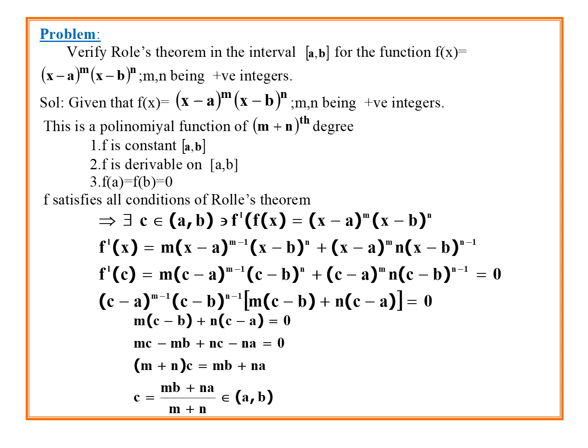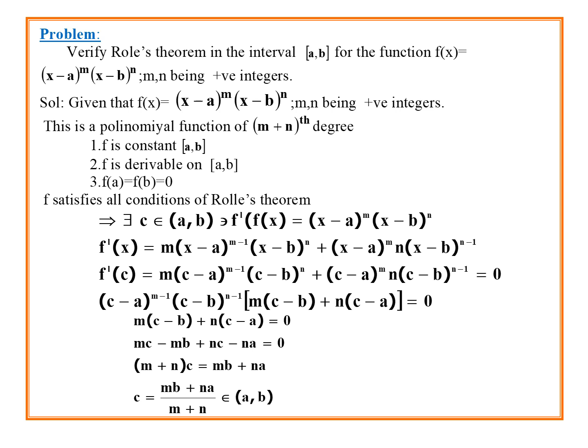So the first condition is trivially satisfied, meaning f is continuous on the closed interval [a, b], because a polynomial function is always continuous. And second, f is derivable on the closed interval [a, b]. Then the third condition, f of a is equal to f of b, is trivially satisfied. Always f of a is equal to f of b is equal to 0. So f satisfies all three conditions of Rolle's theorem.